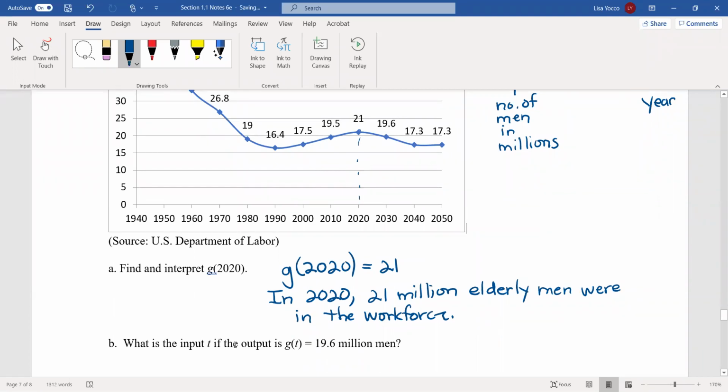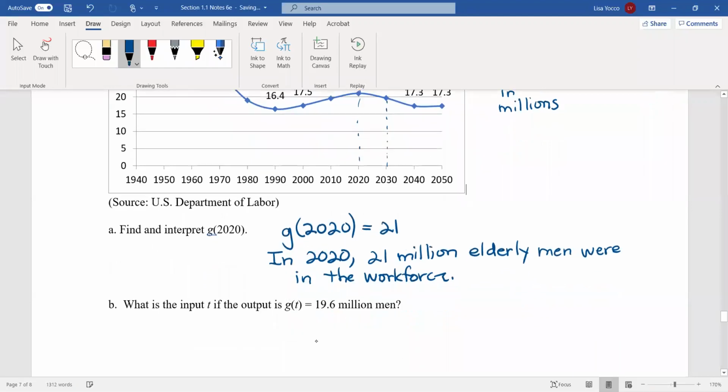All right, what is the input, t, if the output is 19.6 million men? So here's 19.6. For my graph, 19.6 corresponds with 2030. So we would say g of 2030 equals 19.6. So the input that we're talking about is 2030.